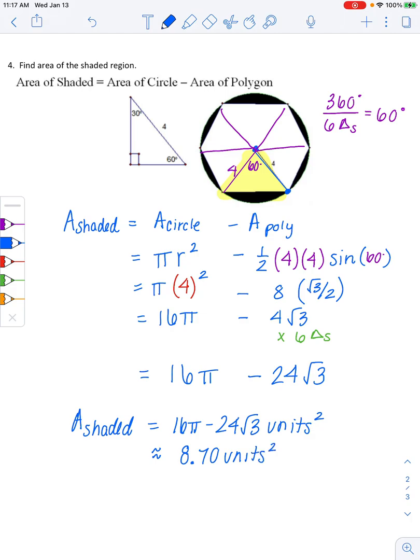Please confirm that you can get that value by plugging in 16 using the pi button, which is second, the little caret button above the division. If you need help, please let me know. Minus 24 root 3.